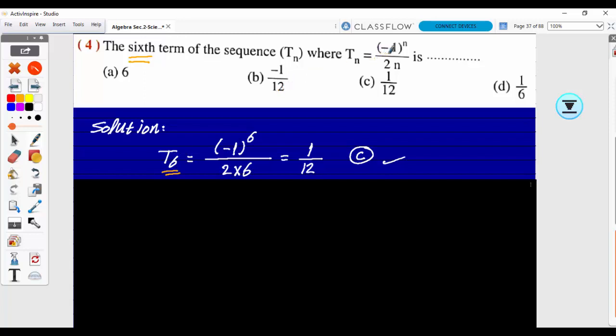So we will have negative 1 power 6 over 2 multiplied by 6. So negative 1 power 6 is 1. 2 multiplied by 6 is 12. So the result will be in letter C. So we'll choose C. Next question.